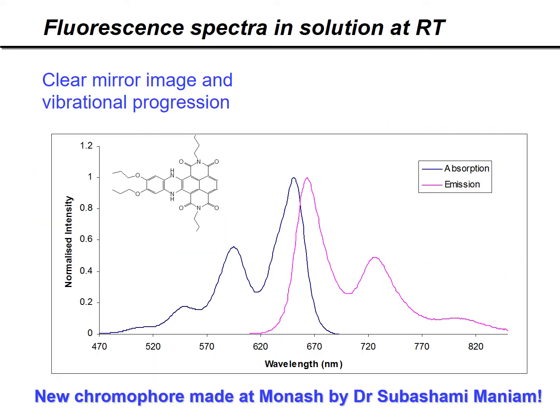And here's a nice example of some mirror image spectra. So this is a molecule that was made by Sue Maniam. Some of you may have met Sue along the way. She's a synthetic chemist and likes to make fluorescent compounds. And here's one that she made. This is the absorption over here, and this is the emission here. And you can see there's sort of a mirror image: the absorption bands here are mirrored over there in the emission. Now we'll talk about these spectra a bit more in the lecture.